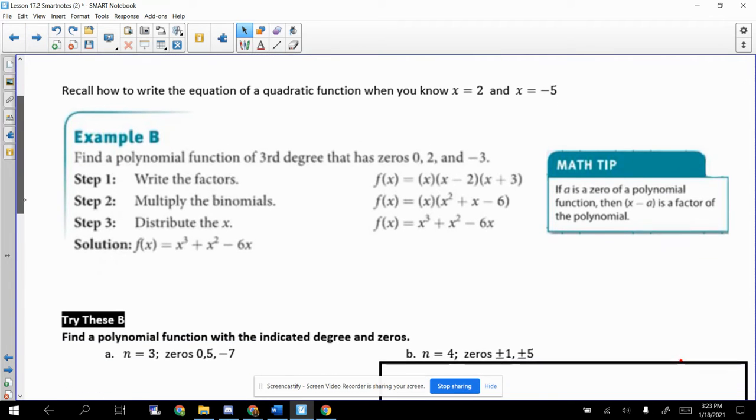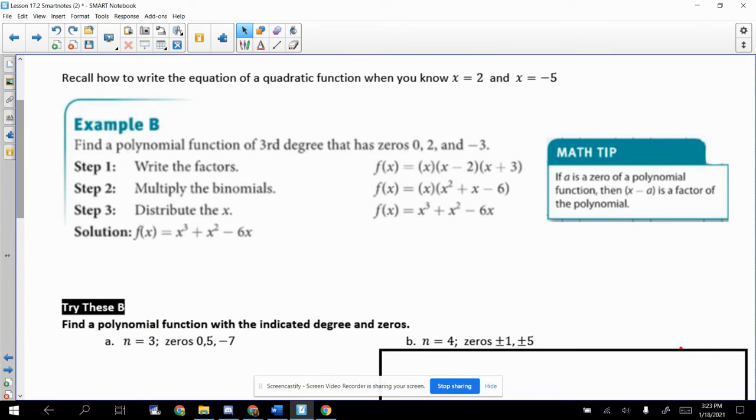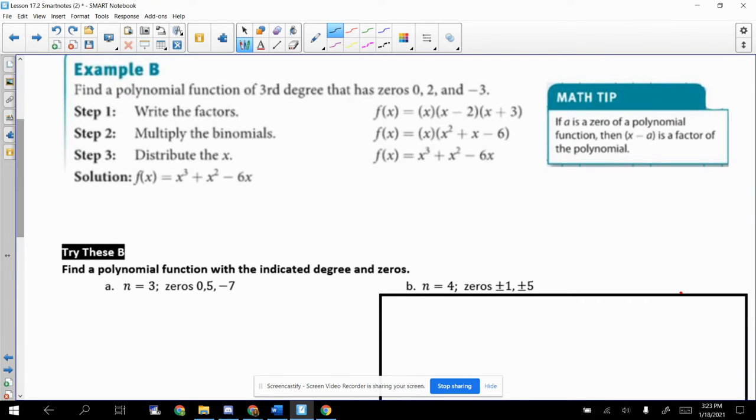Okay, so this actually should be somewhat familiar from what we did in Unit 2 when we worked backwards. So remember, if we are given the solutions, x equals 2 and x equals -5, we can work backwards to write those as factors, and then work backwards again to multiply them and write it as a quadratic. Well, the same thing goes for polynomials. We may just have some more solutions or zeros or x-intercepts. Remember that all of those mean the same thing, okay?